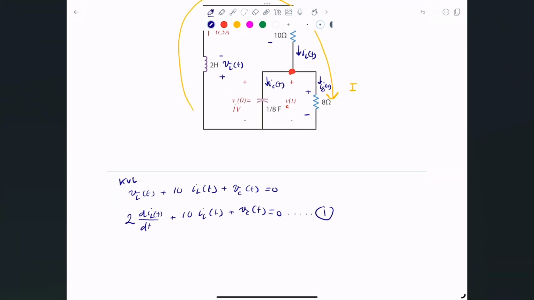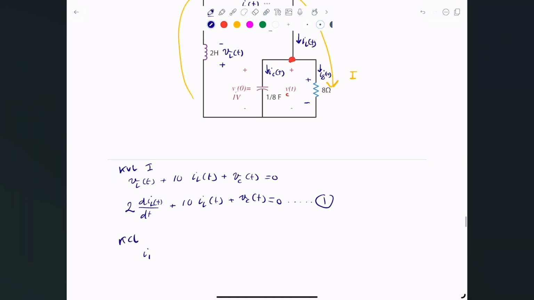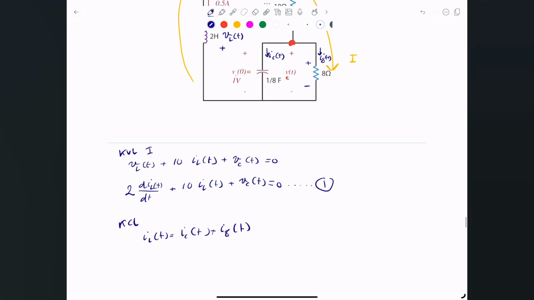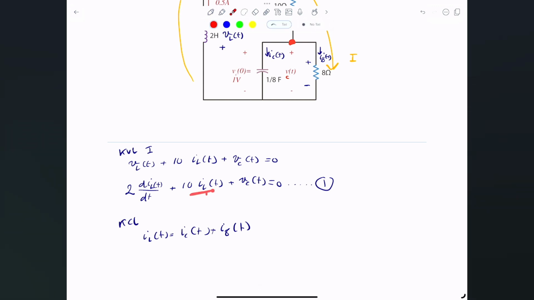So this one here is KVL at 1, and now we're going to write KCL. So what does KCL tell me? IL of t is simply IC of t plus I8 of t. All right, but what is IL of t? Well, IL of t, I don't need to rewrite it because it's somewhere here.